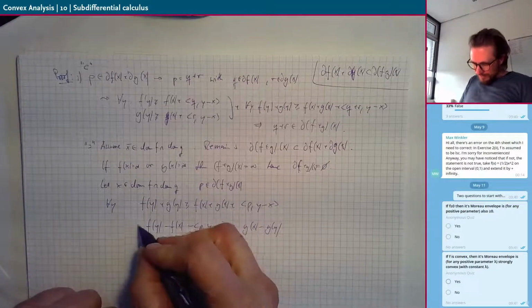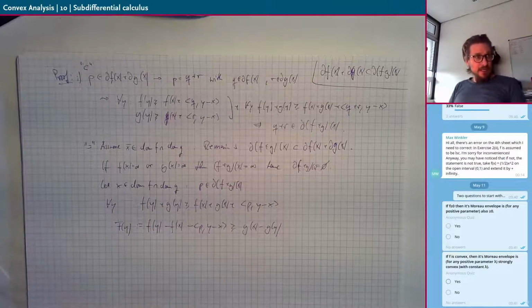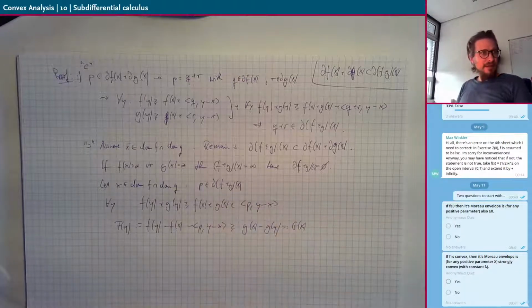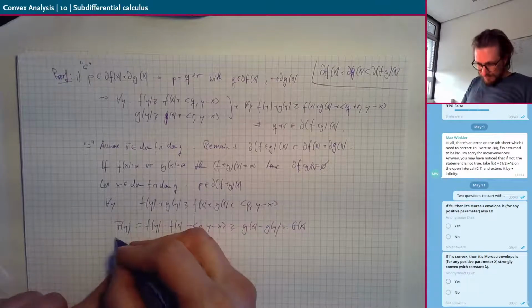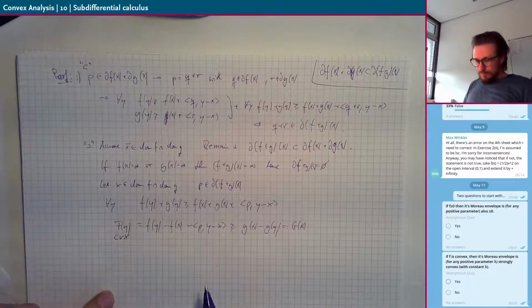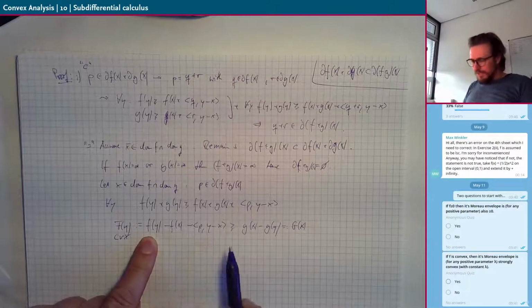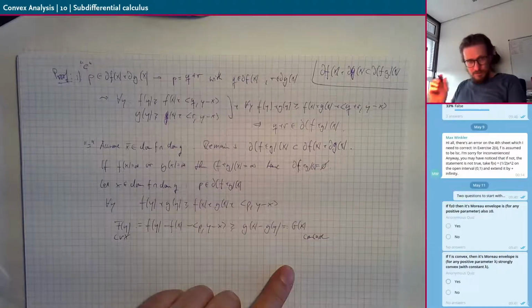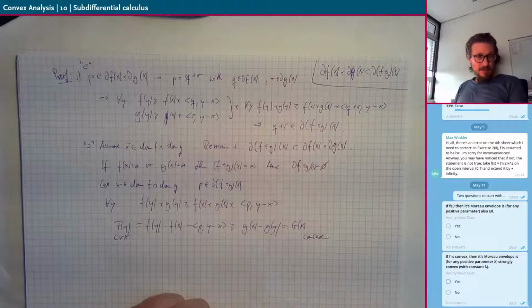We call the left hand side capital F of y, because x is fixed, and the right hand side will be denoted by capital G of y. Note that F is again convex, because we subtract a constant and a linear function from a convex function, and G is concave, because it's basically minus g, shifted.